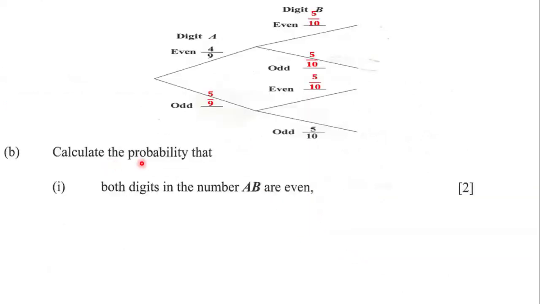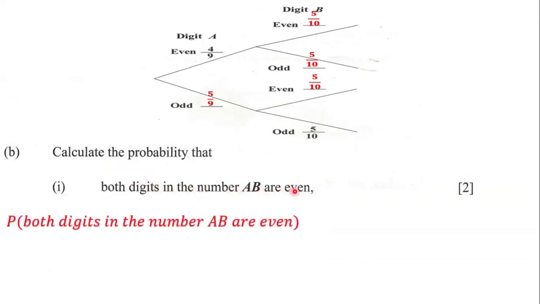It says, calculate the probability that both digits in the number AB are even. And so if both digits are even, that means that digit A is even, and that's just why we have 4 over 9. And digit B is even, that's going to be 5 over 10. And so that means that we go in this route.